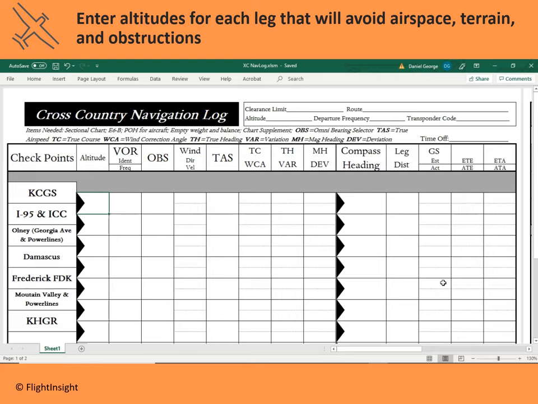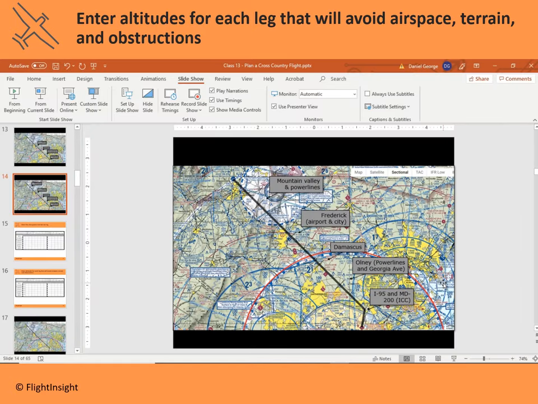So we'll start putting in altitudes, and we've already got an idea of what we're doing here, right? We want to make sure that we're staying out of Bravo airspace while still giving us plenty of altitude to be compliant with terrain and obstruction clearance and everything like that. So let's start looking at the chart for ideas of what we're actually going to fly when we're up top.